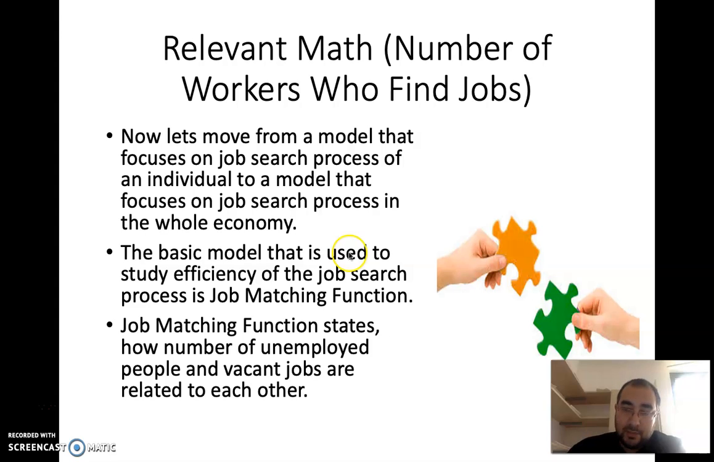So here, especially, the unemployed people are created by people who are fired and who are entering the labor market. But what reduces unemployment is the people who actually find jobs, or the employers who find workers.